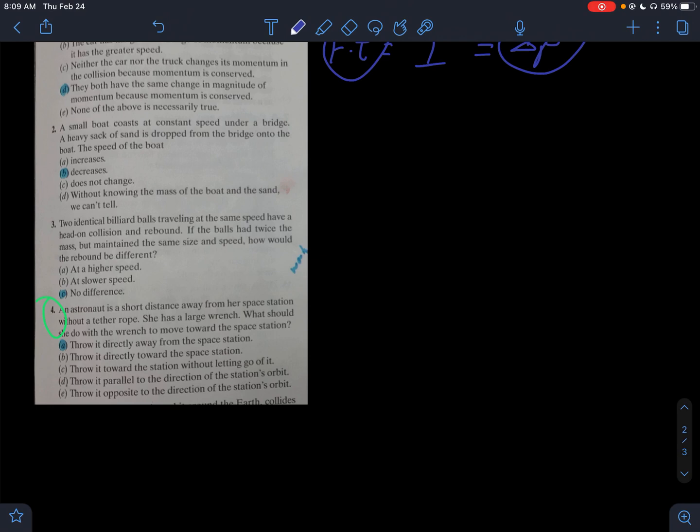C, if she threw it towards the station without letting go, all that momentum, all that motion is internal in her system between her and the wrench, so she's not going to move, nor will the wrench. D, throw it parallel to the direction of the station's orbit. She would potentially orbit with the space station, but never actually get back to the space station. And same thing with the opposite direction. She would now maybe be in that same orbit, but move in the opposite direction.